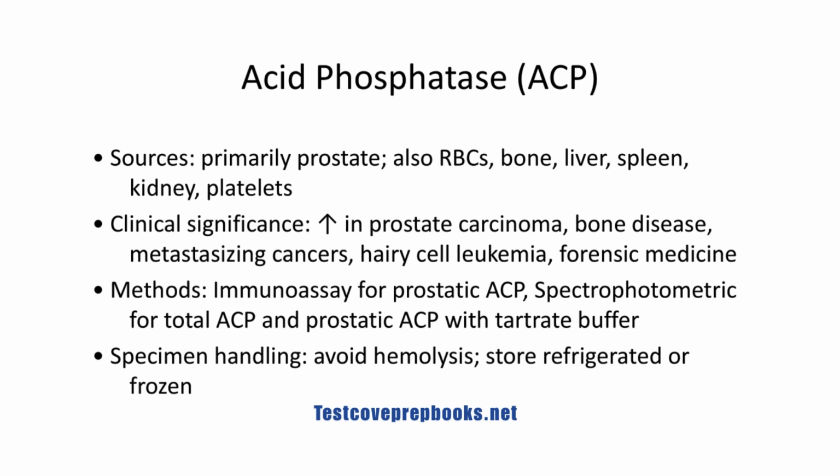The tartrate-resistant portion of ACP is elevated in hairy cell leukemia. ACP also has forensic importance because its presence in seminal fluid can be used in rape investigations alongside PSA testing. ACP is measured by immunoassay for prostatic ACP or spectrophotometric methods for total and prostatic ACP. Tartrate buffer helps distinguish prostatic ACP from red blood cell ACP, since the prostatic form is inhibited by tartrate.